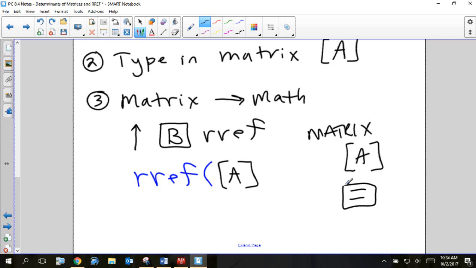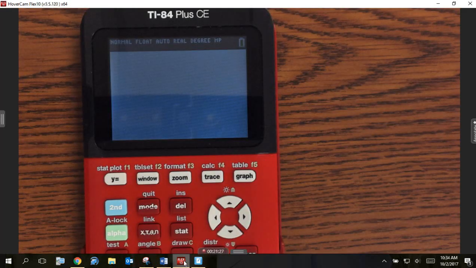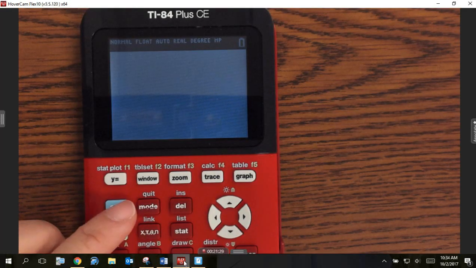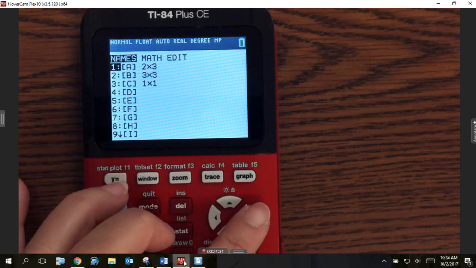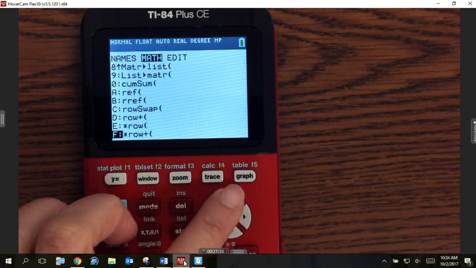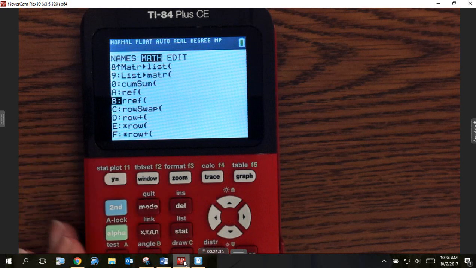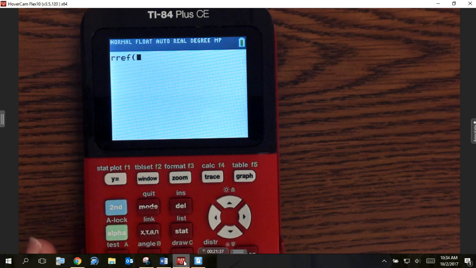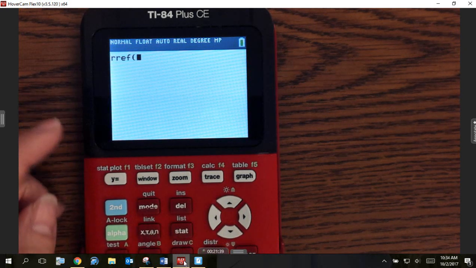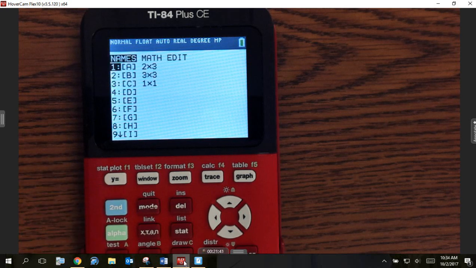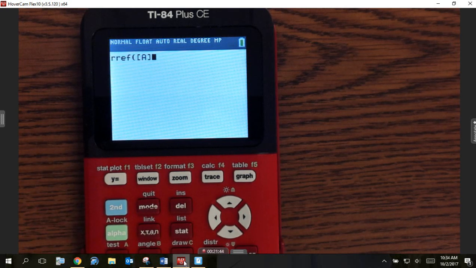Okay, so we go matrix, go over to math, we arrow up until we get to RREF, and then you go matrix A equal sign. So I'm going to do it now. If you didn't get this copy down, it'll come up, it'll be back. So we go matrix over to math, and I'm going to arrow up until I find RREF. And you'll see it shows on the calculation screen. Then you do matrix A. Enter.